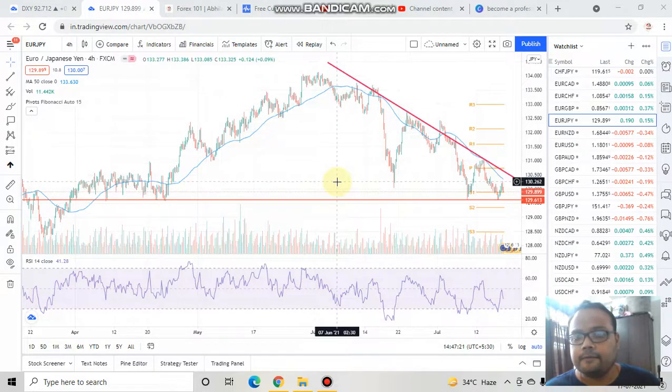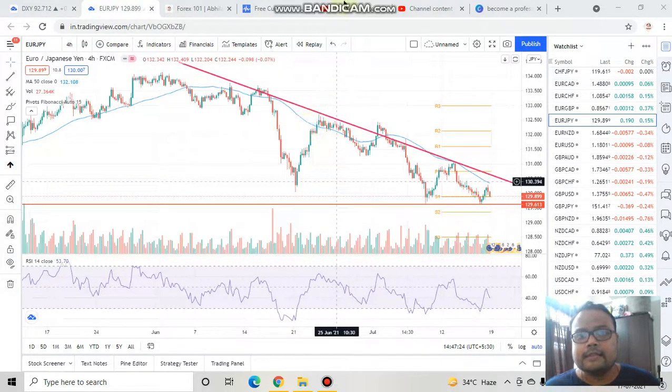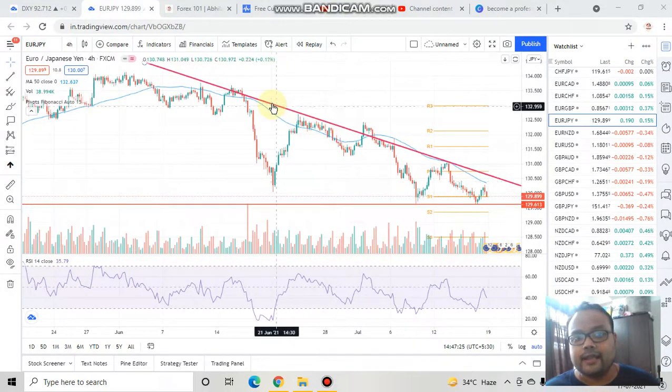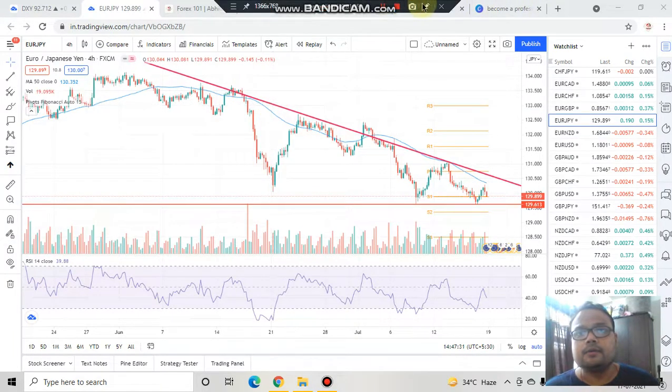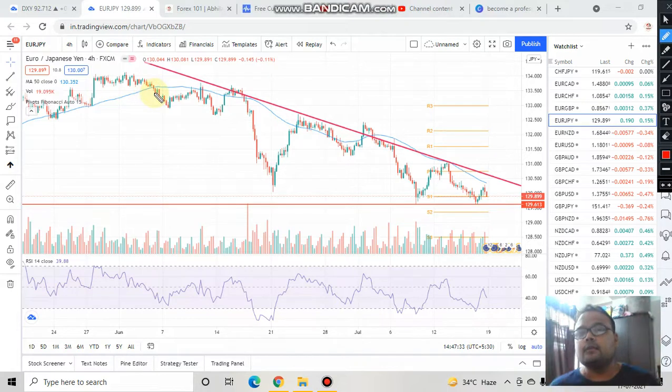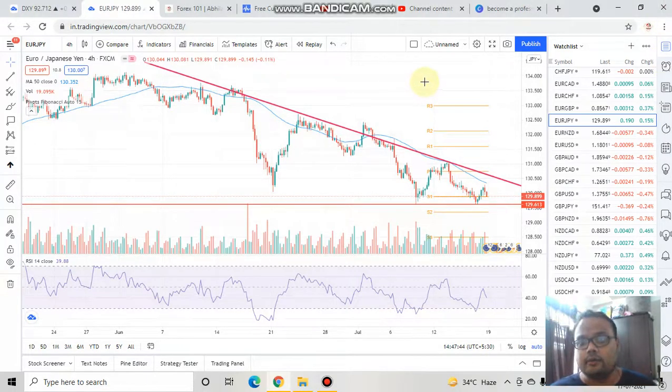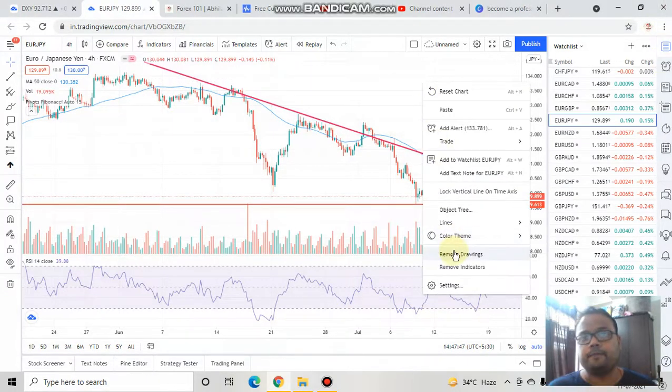On the other hand, you can see that I have also drawn a trend line here, which is a dynamic resistance for the market. Because if we just look at these candles here, forget about these lines and all, just focus on these candles, then you can clearly see that this market is in downtrend, and there is no doubt about it. Let me remove the drawings and show you.